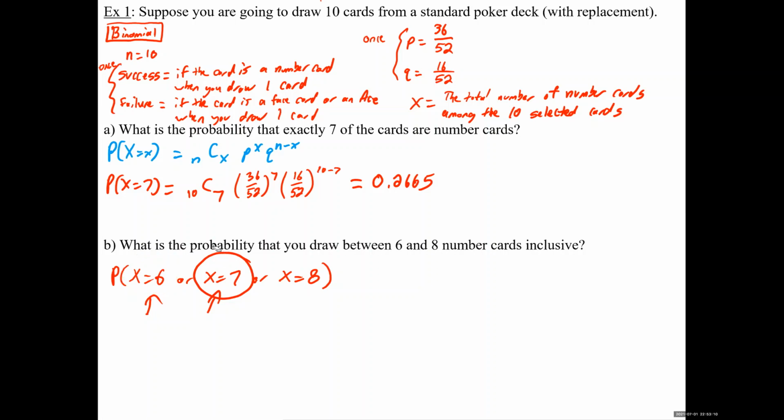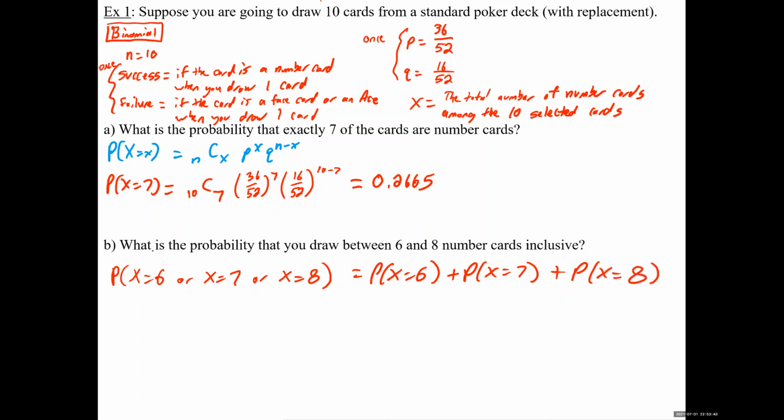You can't have both. When it comes to 3 events, if you want to see if they're disjoint, you have to look at all pairs. So let's look at this pair. If you draw 10 cards out of a deck of cards, could it be possible that you get exactly 6 number cards and also exactly 8 number cards? No, it's not possible. And same thing with 7 and 8, they cannot both happen. So these events are disjoint. So you're going to use the shorter OR formula, which goes like this: probability of the first plus probability of the second plus probability of the third.